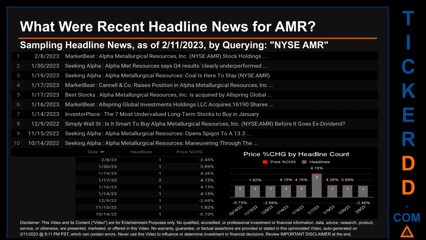Thursday, January 19, 2023 was the day with the highest percentage change in price when we compare opening versus closing price for the ticker. The day saw a jump of 4.26% when AMR opened trading at $161.82 and closed at $168.72. There was one found headline when Seeking Alpha published the headline that read, Alpha Metallurgical Resources, Coal is here to stay.